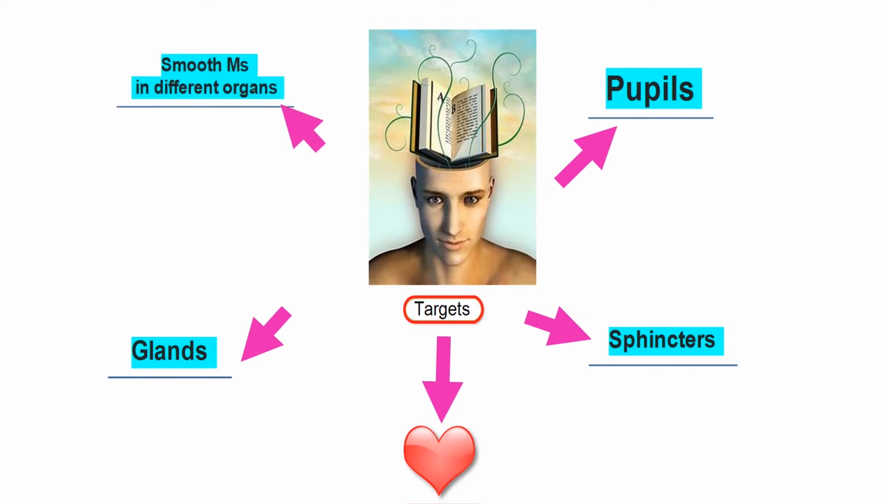And smooth muscles in different organs. Like what? Smooth muscles of the gastrointestinal tract will be stimulated. Overstimulation results in diarrhea. But you have to be careful about smooth muscles of bronchioles. When these muscles are affected, they constrict. Therefore, cases of asthma get worse at night.